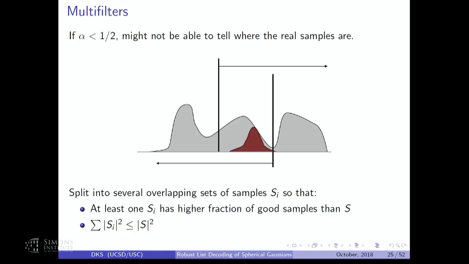And then for somewhat technical reasons, since we're having an explosion in the number of sets that we're dealing with, we want to make sure this doesn't get too bad. So we're going to guarantee, for example, that the sum of the squares of the sizes of these new sets of samples that we end up with is at most the squared size of the original set.